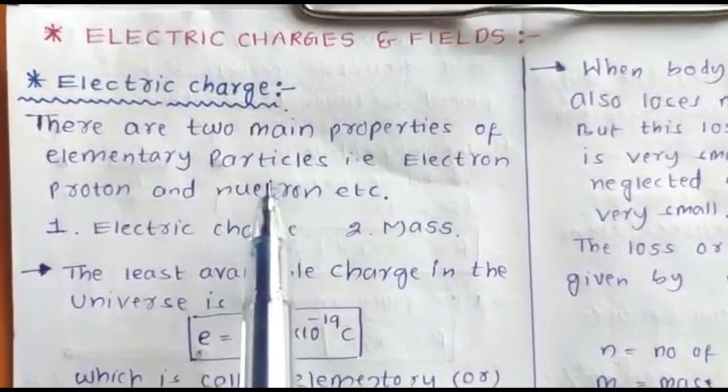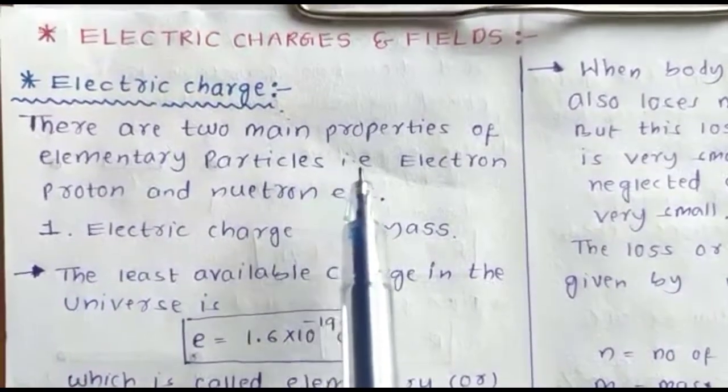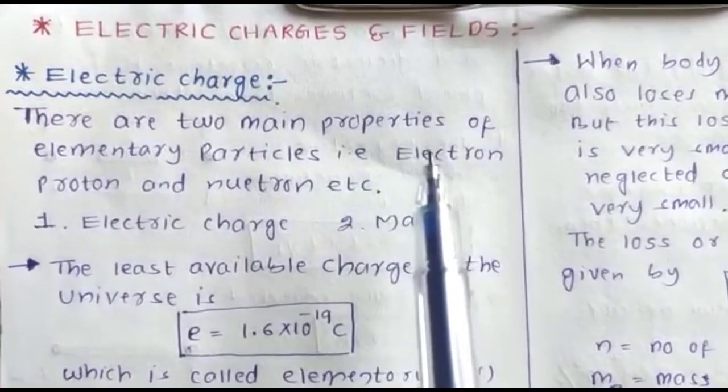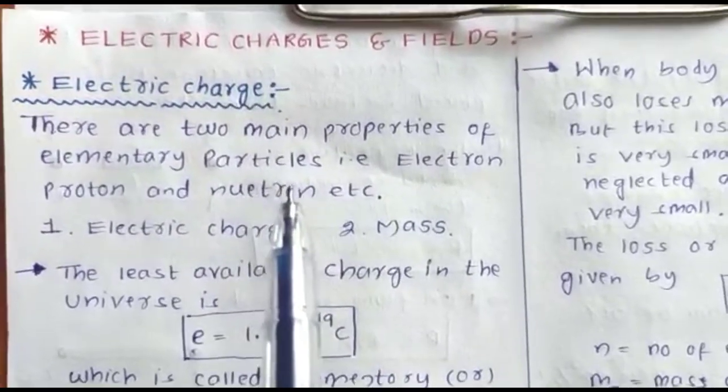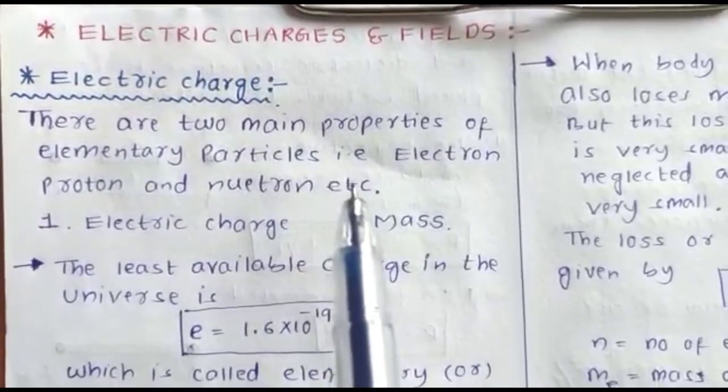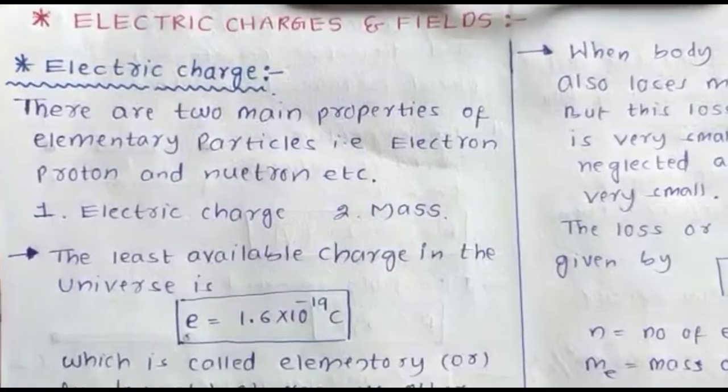This is a property acquired by a material due to loss of electrons by it or gain of electrons. So the charge is always associated with the body when that body loses or gains electrons.